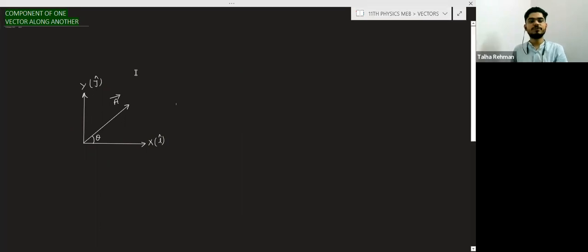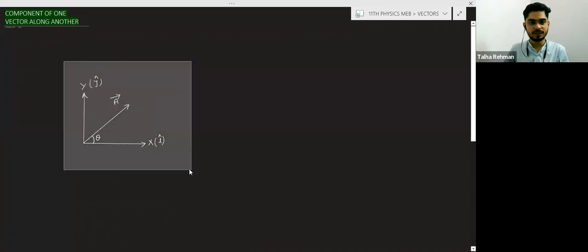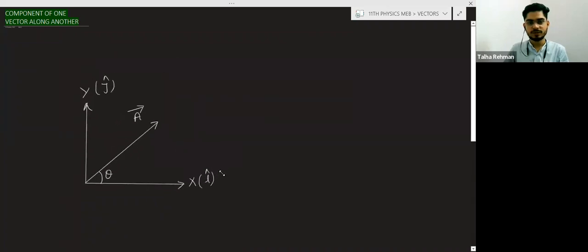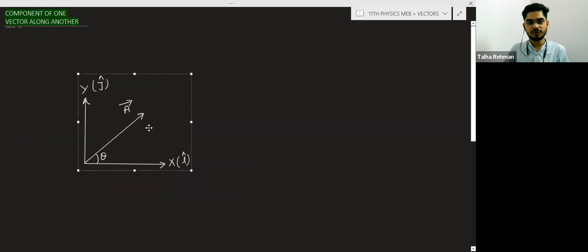Component of one vector along another. Component already discussed, but again I am telling component. Suppose this is your vector A, and this is your x-axis. Along the x-axis, what is I cap? This I cap is very important. I cap is the unit vector along the x-axis, and I cap is used for the direction.